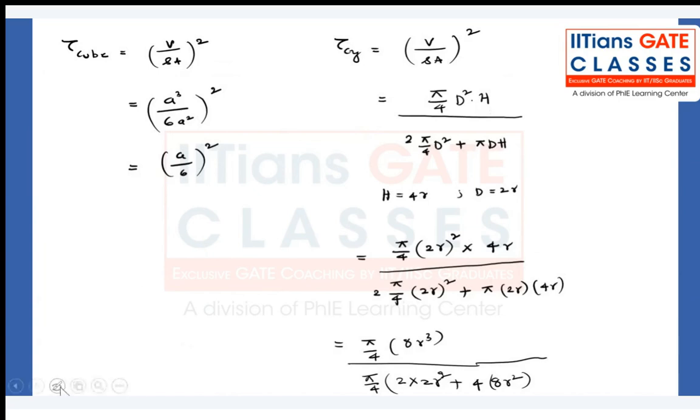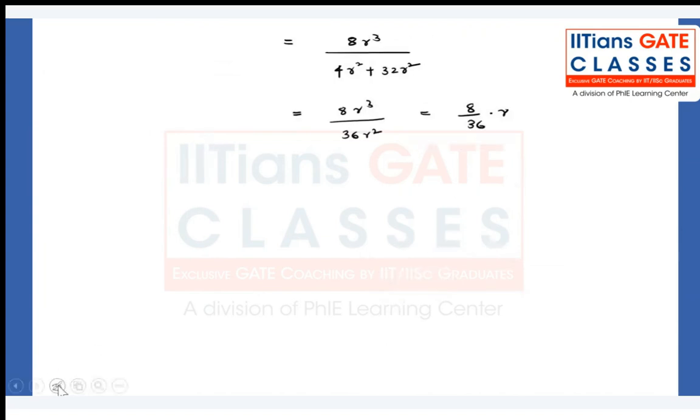Oh my god. Here, guys, we have done a small mistake. Have a look at this: 2r square. What happened to r square? 2r whole square is going to be 4r square. So 4 into 2, 8r square plus 32r square. Now here I just clear all this. Guys, while you're doing calculations, do it properly.